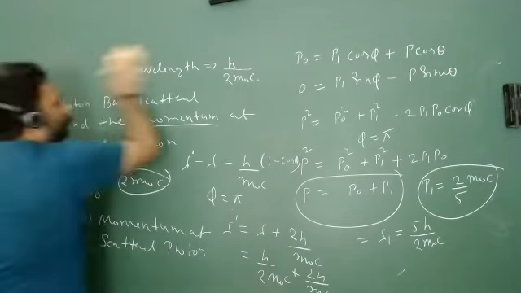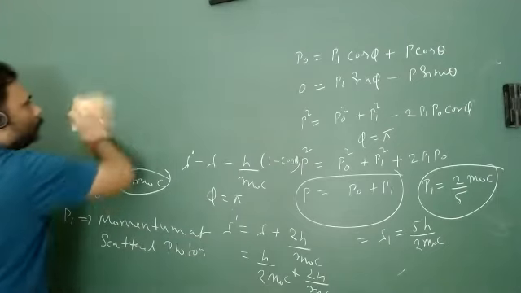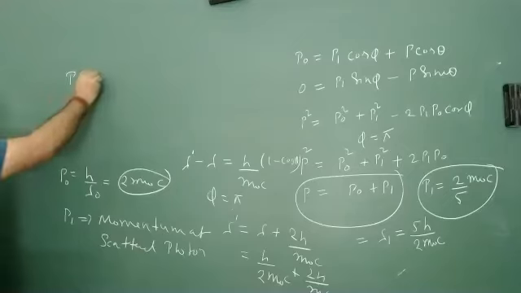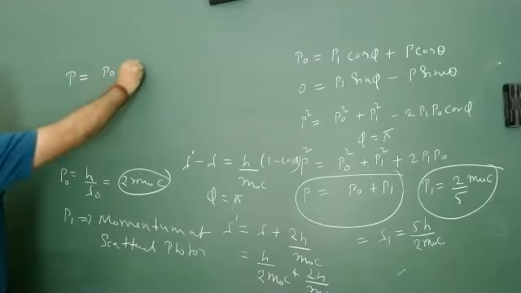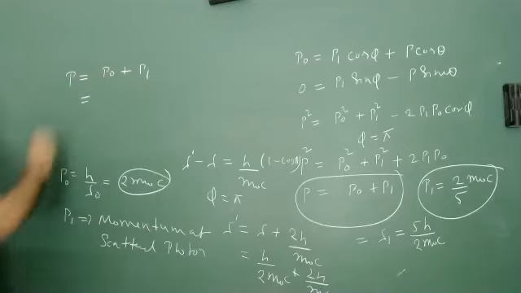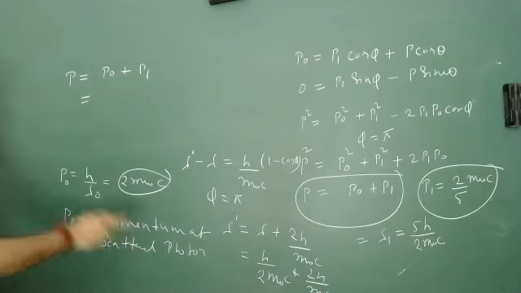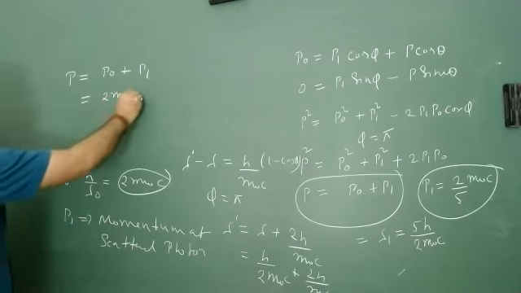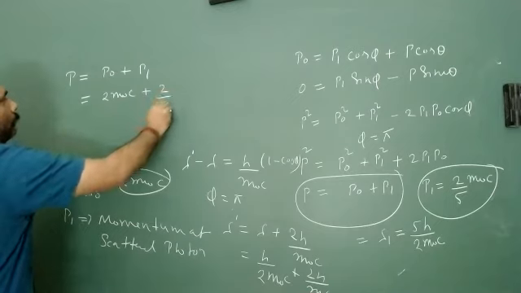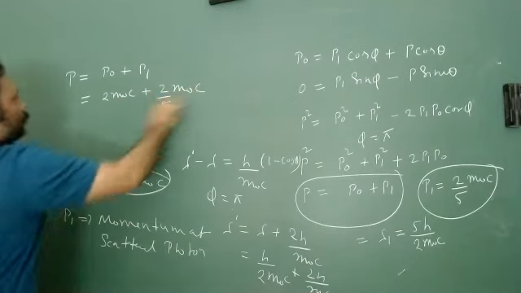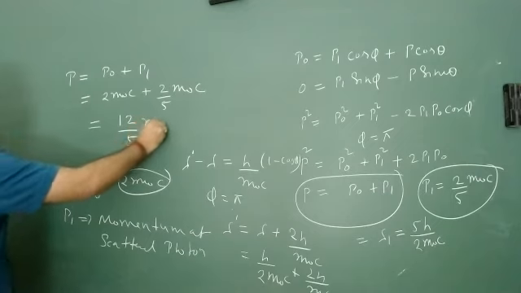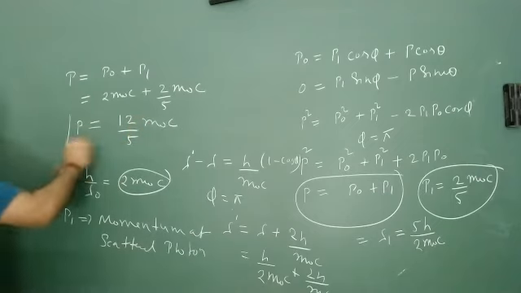So if you put it into this particular equation, you just get the value of P is equal to P naught plus P1, and this P naught is 2 m naught c plus 2 by 5 m naught c, and I think the answer will be 12 upon 5 m naught c. So this is very interesting.